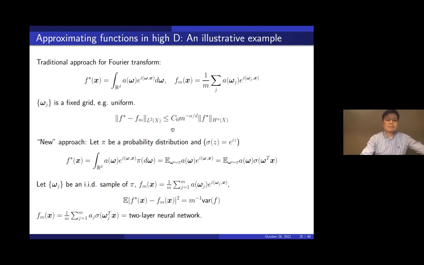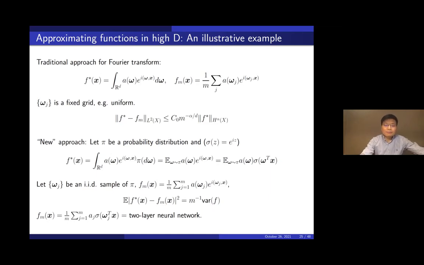Now, imagine that f star is not expressed in this way, but expressed in this way. The only difference is that we replace dw by pi of dw, where pi is a probability distribution. But then this can be written as an expectation. And then we can do Monte Carlo, meaning that we can approximate this by Monte Carlo sampling like this. And the error obeys this. That's what I discussed before. There's no curse of dimensionality.